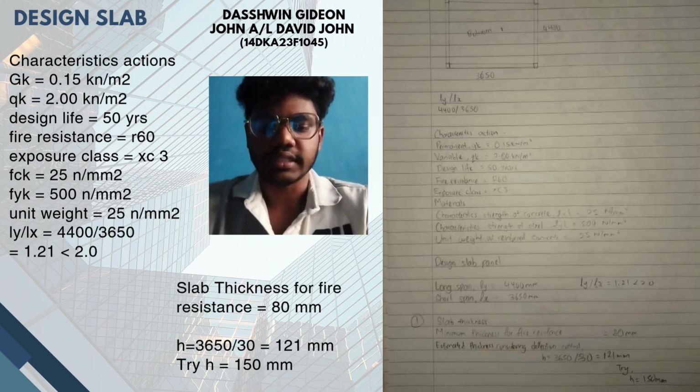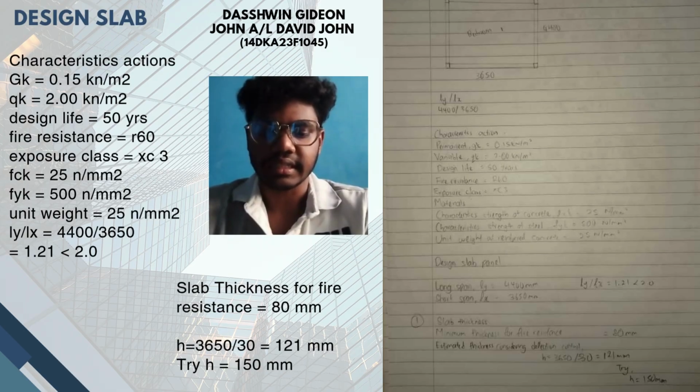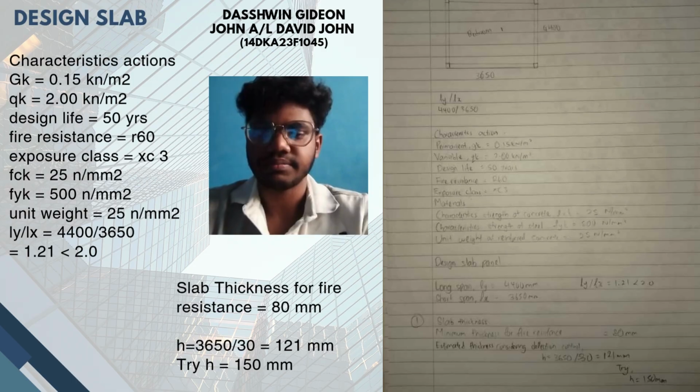So the design slab panel is long span is 4400, the short span LX is 3650. When we divide Ly over Lx, we will get 1.21, which is less than 2.0. So the first one, we will design a slab thickness, which is minimum thickness for fire resistance is 80 mm. Estimated thickness considering deflection control is H. The value H is 1 to 1 mm. That is why we use H value to try as 150 mm.